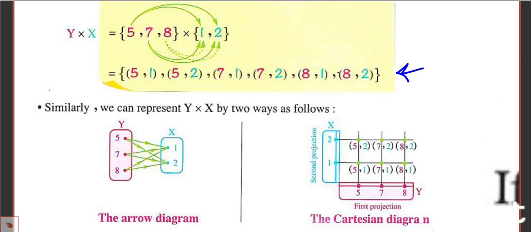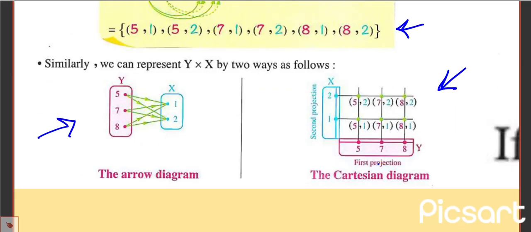This is the y cross x. This is the arrow diagram. This is the Cartesian diagram. That's it. This is very easy.